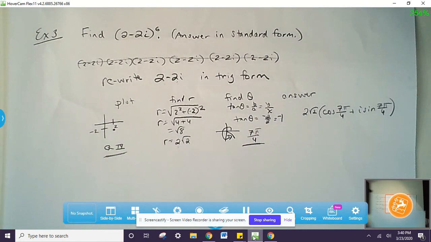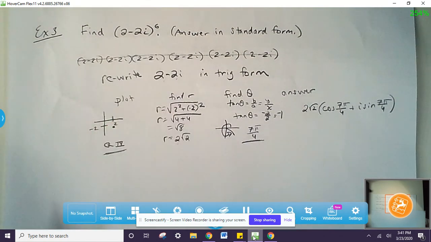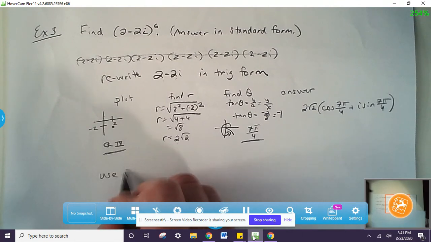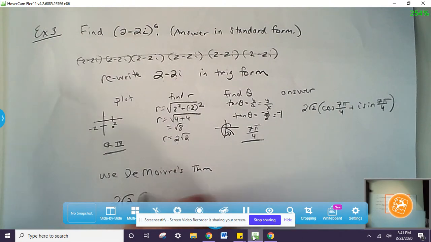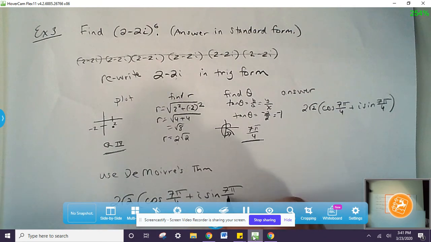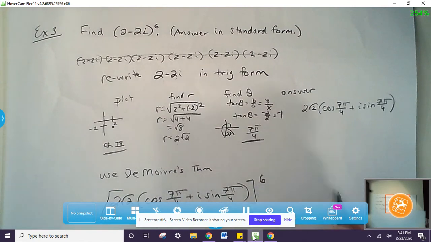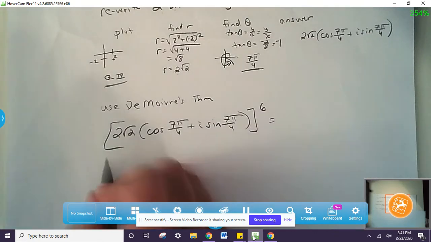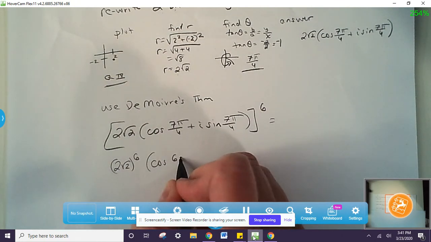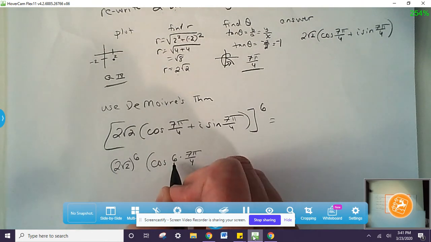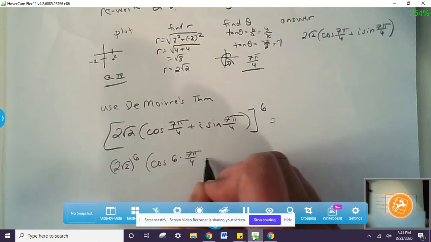Now, that in itself was an entire problem in the previous lessons. But for today, that's only part of the problem because our job was to raise this to the 6th power. So what we need to do next is use de Moivre's theorem. De Moivre's theorem says if we have a complex number in trig form, which we do now, and we want to raise that to a power, what we can do is raise the r value to that exponent, and then inside multiply whatever theta is by the exponent, which in this case is 6.